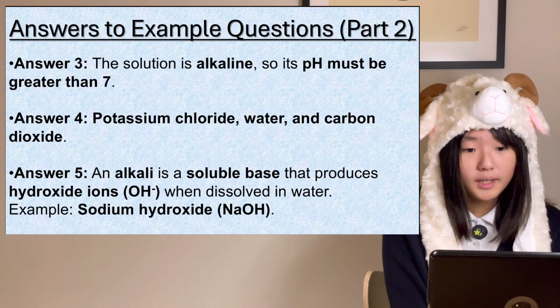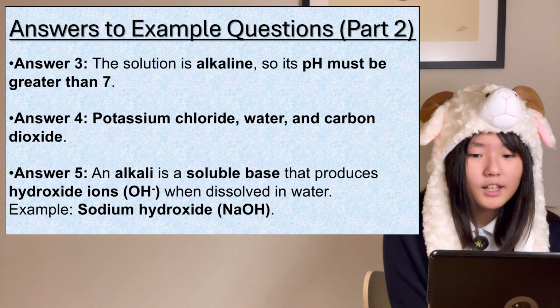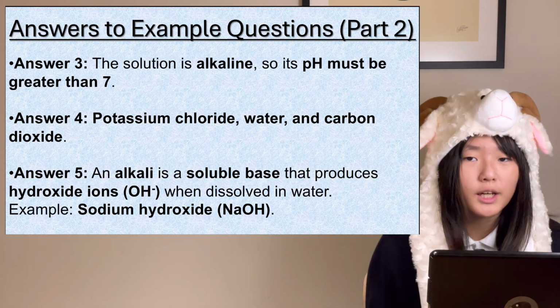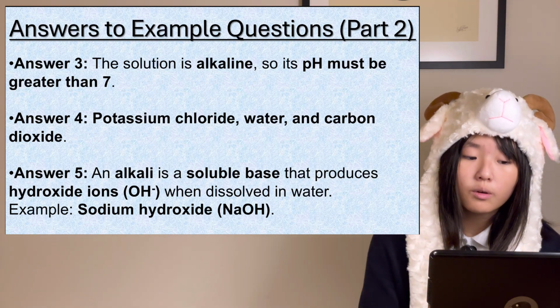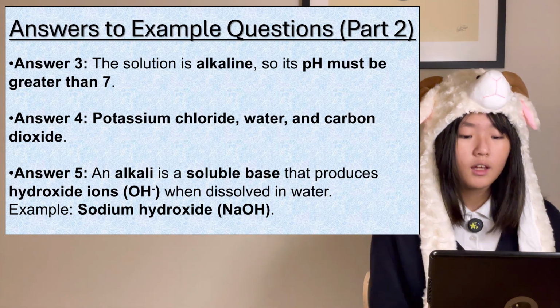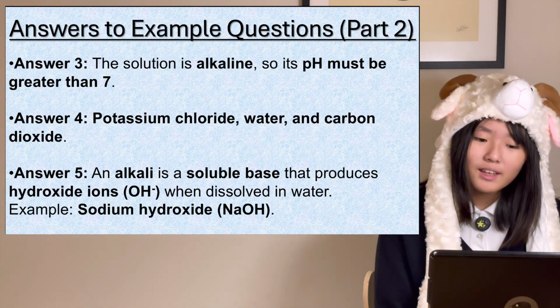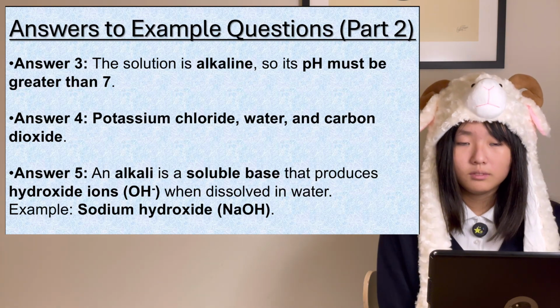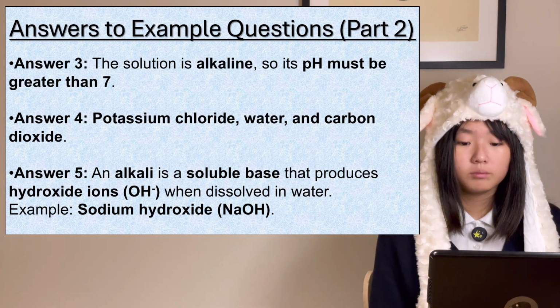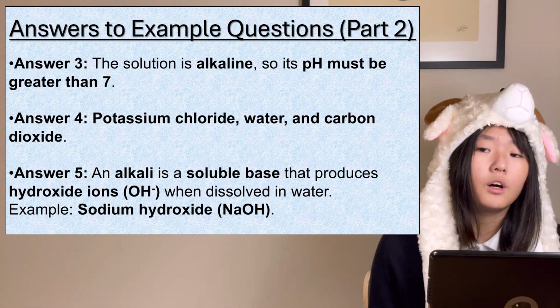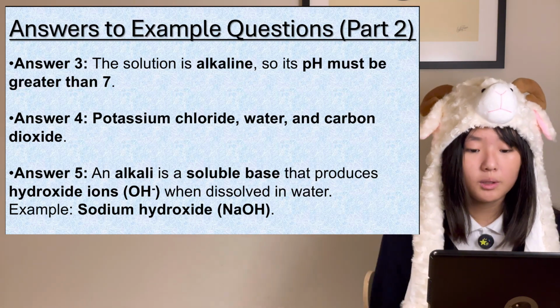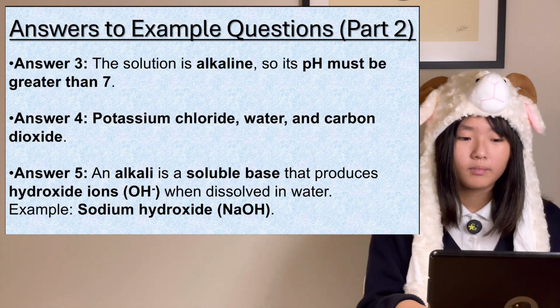The answer to number 3 is the solution is alkaline, so its pH must be greater than 7. The answer to number 4 is potassium chloride, water, and carbon dioxide. The answer to number 5 is an alkali is a soluble base that produces hydroxide ions, OH-, when dissolved in water. For example, sodium hydroxide, NaOH.